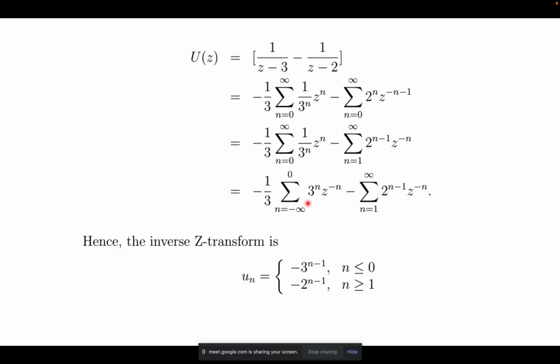So this will be given by minus 3 times 3 power n minus 1, because 3 I can again multiply by 3 power n, and then the power of 3 will be n minus 1. So here you get minus 3 power n minus 1.